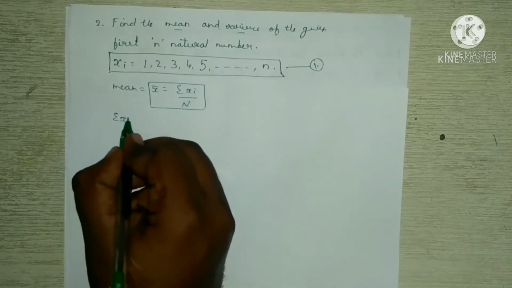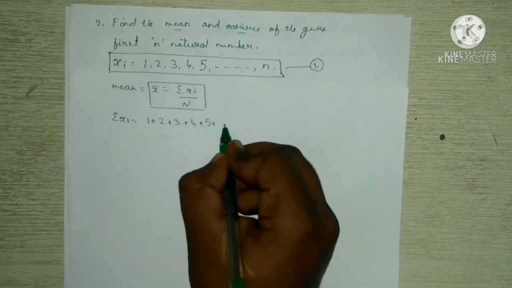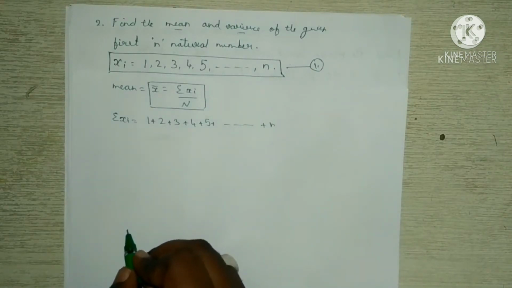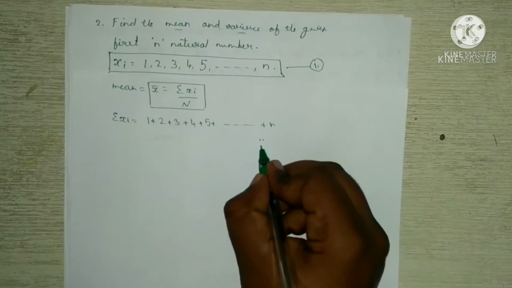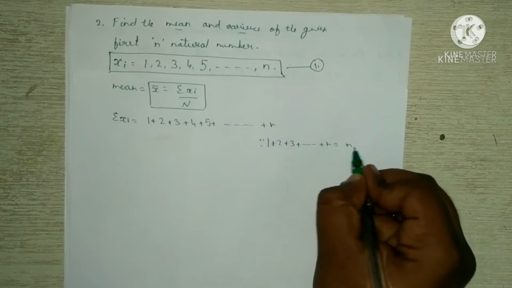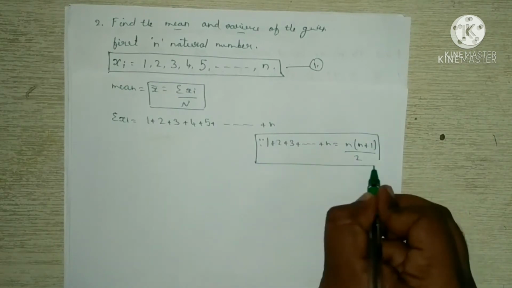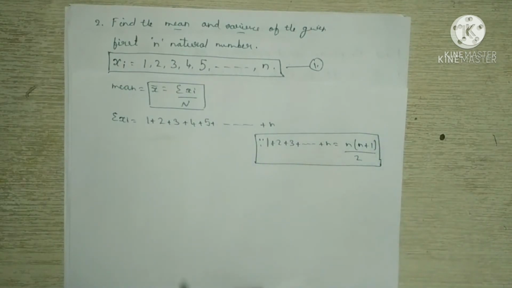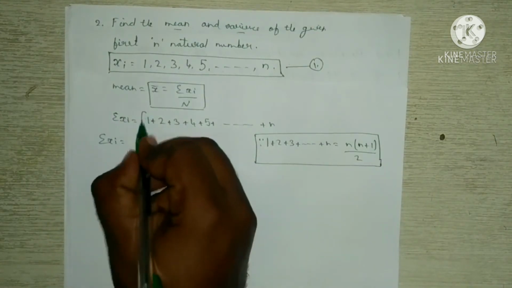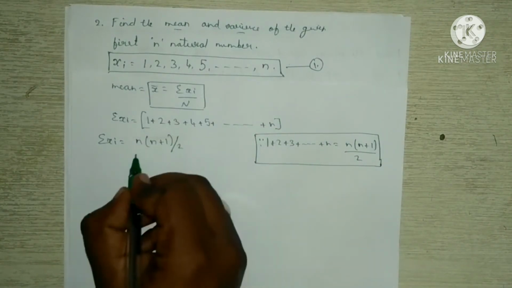Summation xi is equal to 1 plus 2 plus 3 plus 4 plus 5 and so on plus n. According to the formula, 1 plus 2 plus 3 plus so on plus n can be written as n into n plus 1 by 2. You can apply this condition here. So summation xi is equal to n into n plus 1 whole divided by 2.